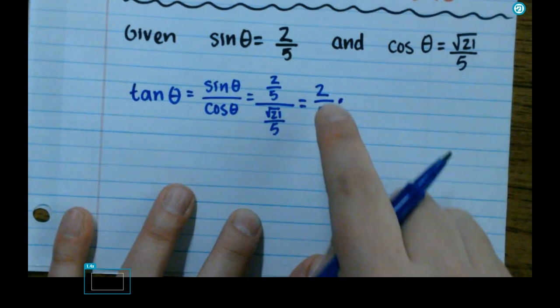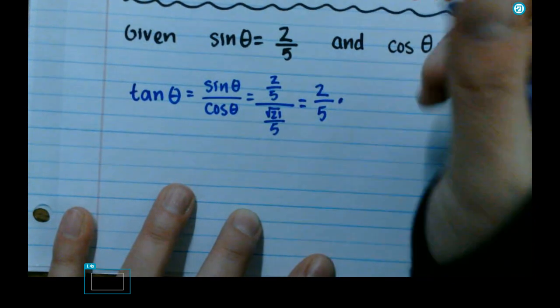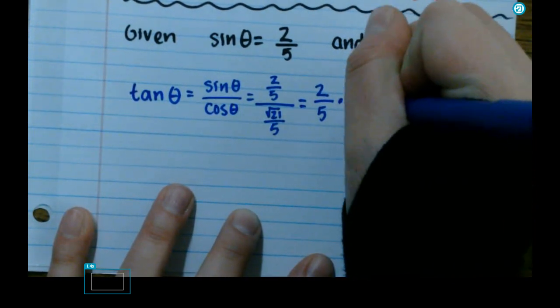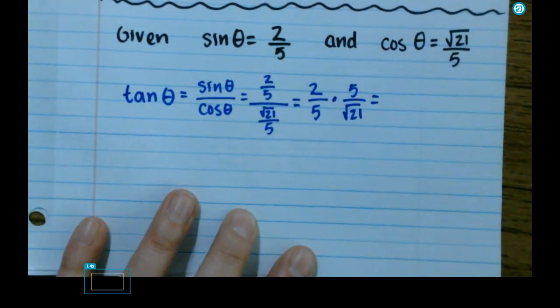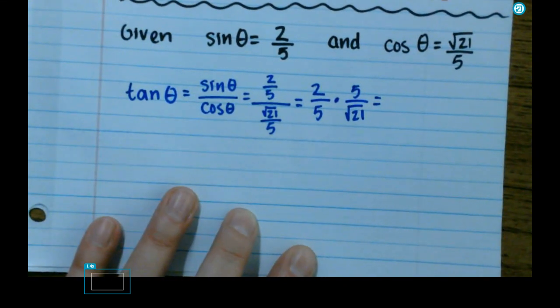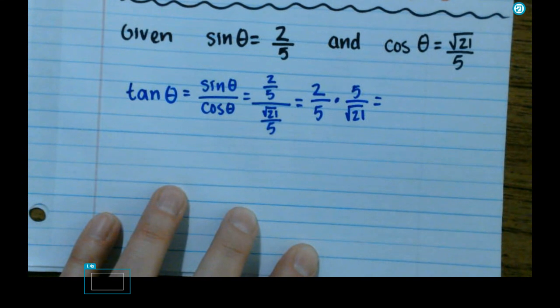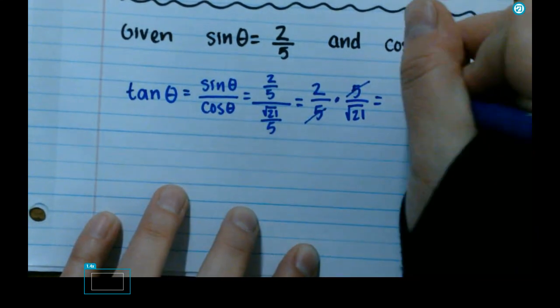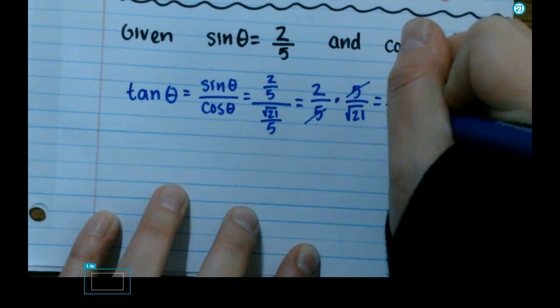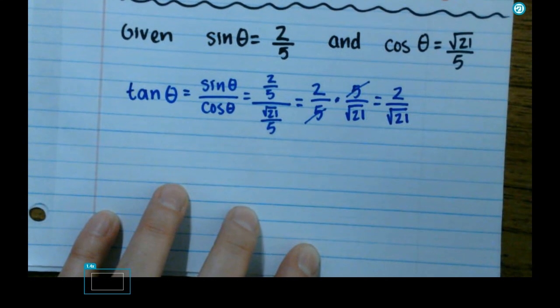Keep flip change. So we keep the first one, 2/5, we flip the second one, and we change the multiplication. KFC. Okay. So we're dividing those out. This 5 and 5 cancel. So now we've got 2 over rad 21. What do we need to do with that?